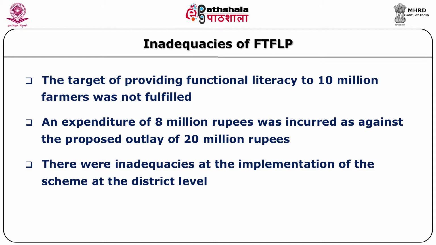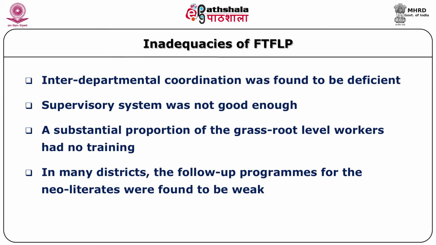The target of providing functional literacy to 10 million farmers was not fulfilled, and expenditure of 8 million rupees was incurred as against the proposed outlay of 20 million rupees. There were inadequacies at the implementation of the scheme at the district level. Interdepartmental coordination was found to be deficient. Supervisory system was not good enough.